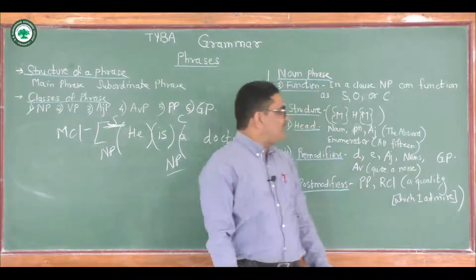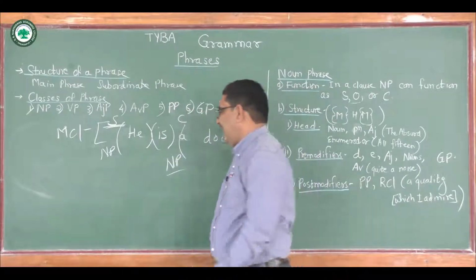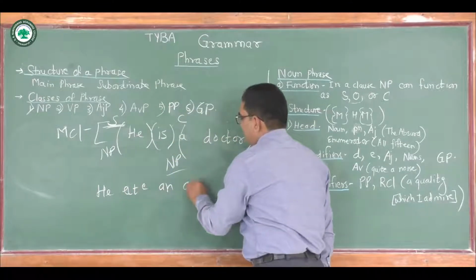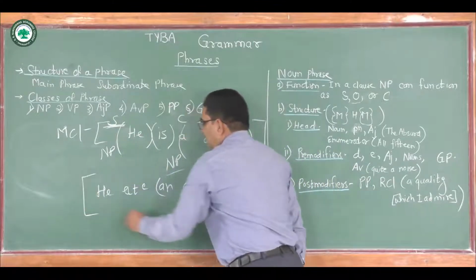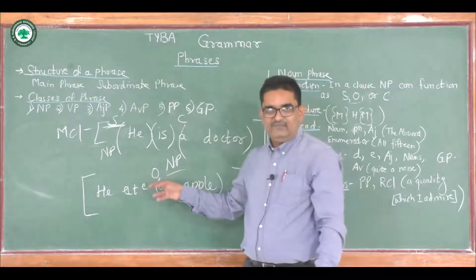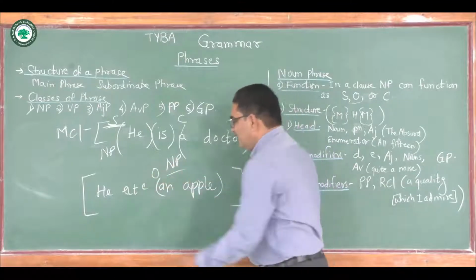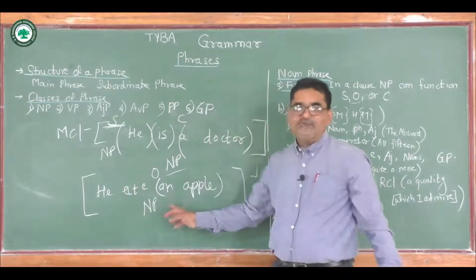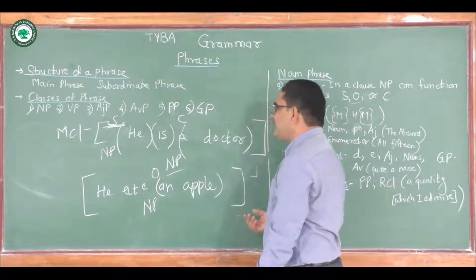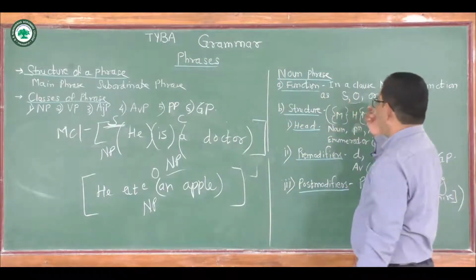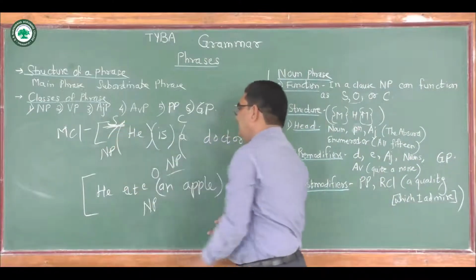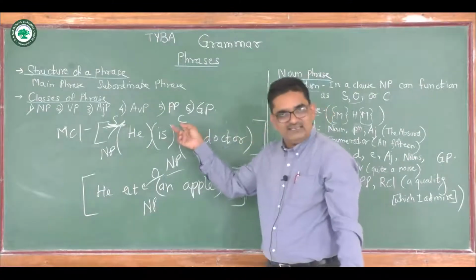And I will give you one example of object: he ate an apple. The functional label of this phrase is object, but which phrase is it? It is a noun phrase. An apple is an object. So, as I have told you, a noun phrase in a clause might function as subject, as object, or as a complement.